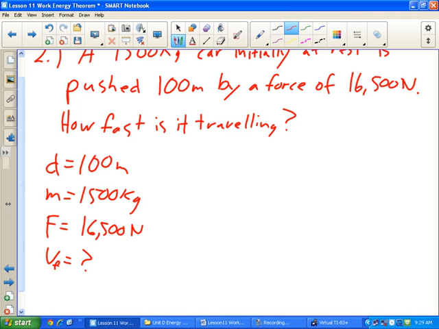So that means that work is, again, a change in energy. And in this case, it's a change in kinetic energy. Formula for work, force times distance. What's the formula for kinetic energy?